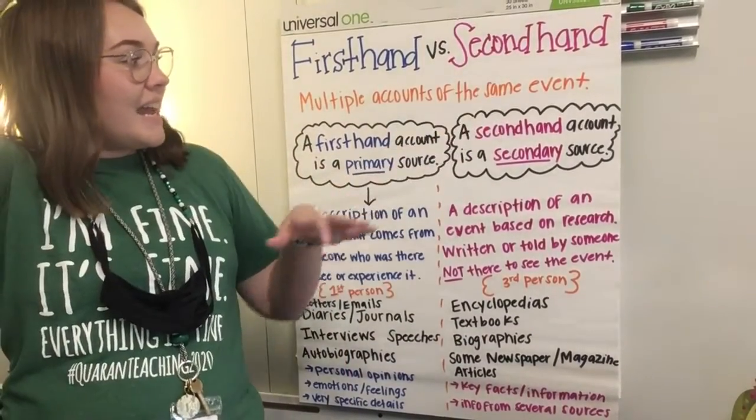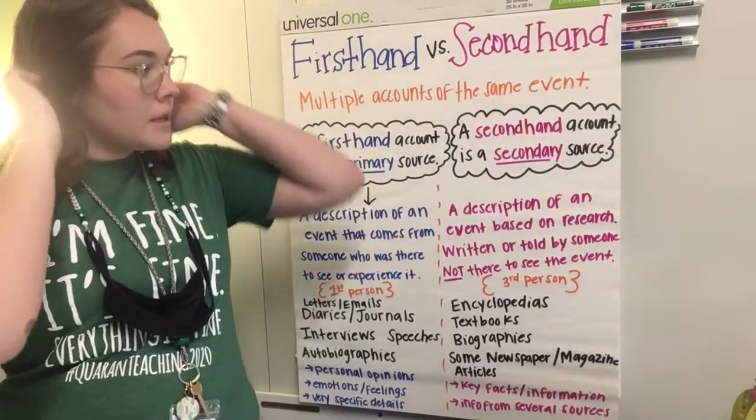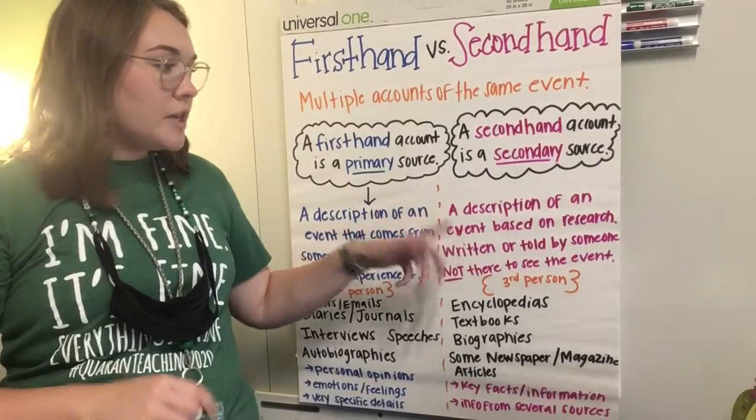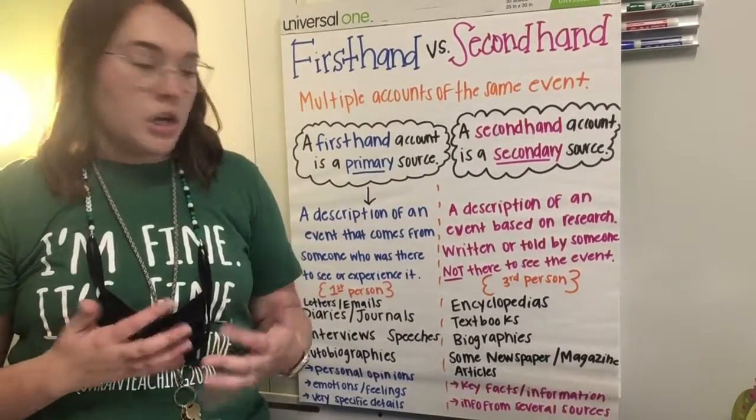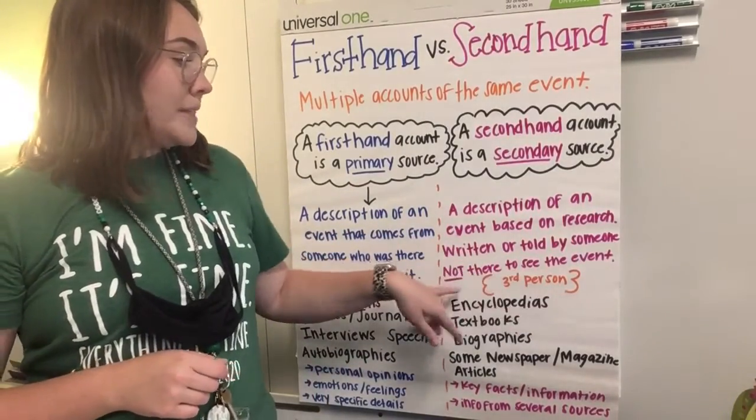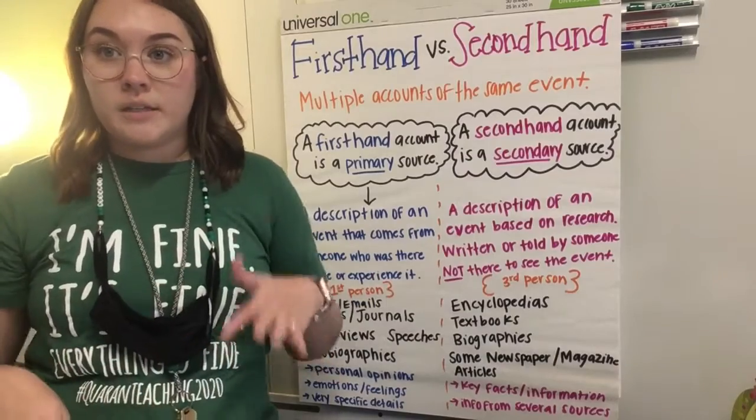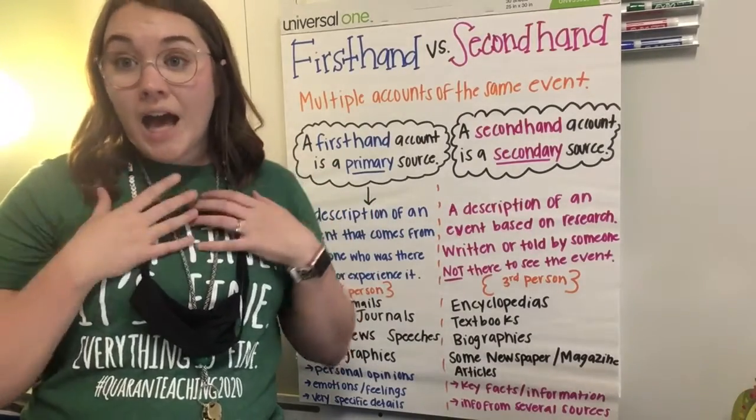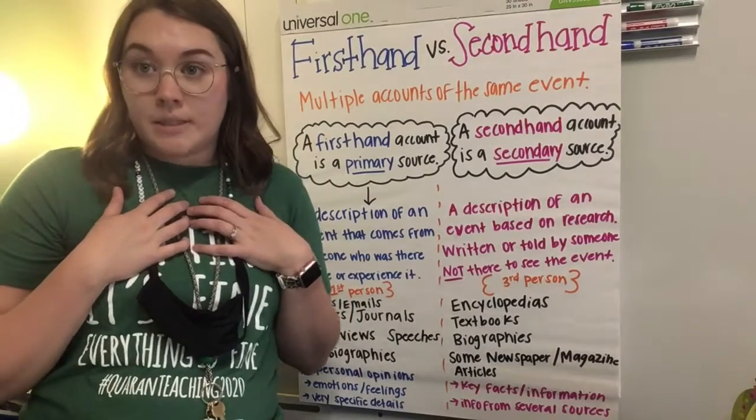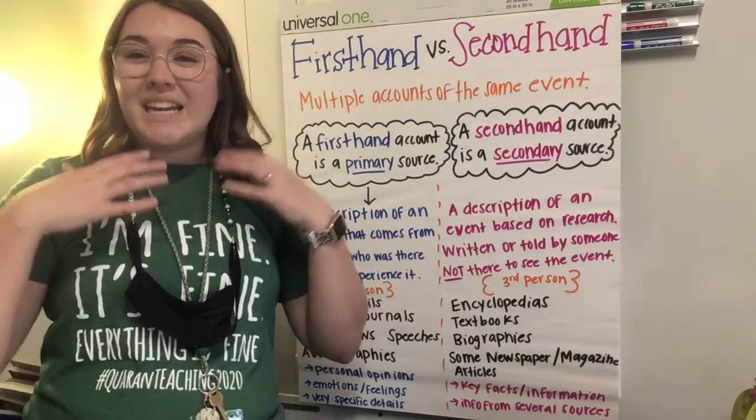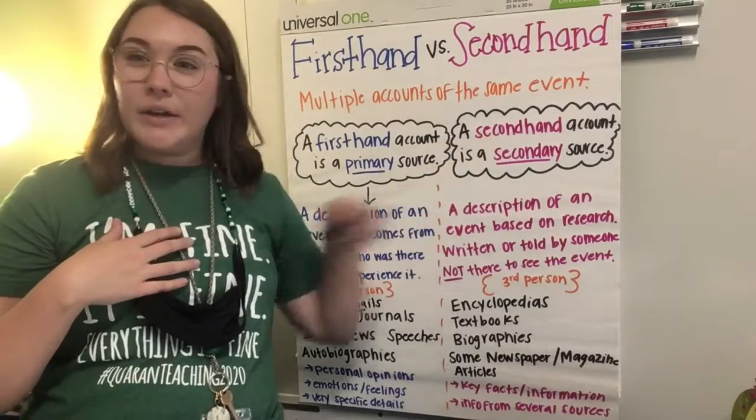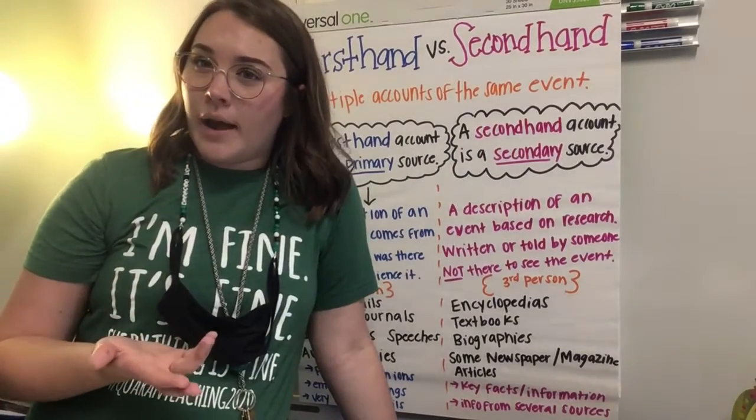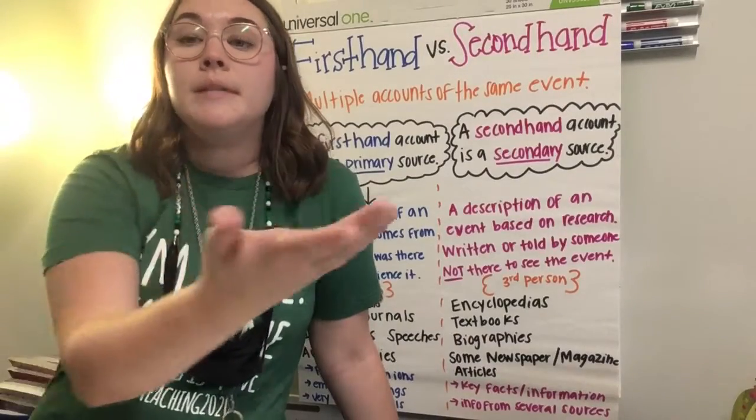But a second-hand account is also called a secondary source. It's a description of an event based on research. So it's written or told by someone that was not at the event. So if you told me about the time your dog went away, and then I went home and I told Mr. Simpson, I would be a second-hand account. I would be a secondary source because I wasn't there to see your dog run away, but I know the story, so I was able to tell Mr. Simpson what happened.